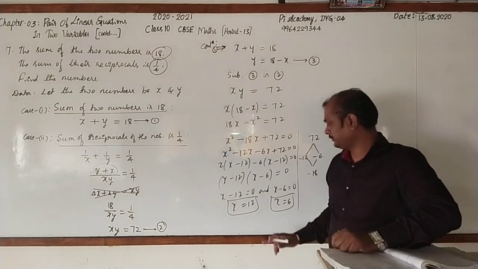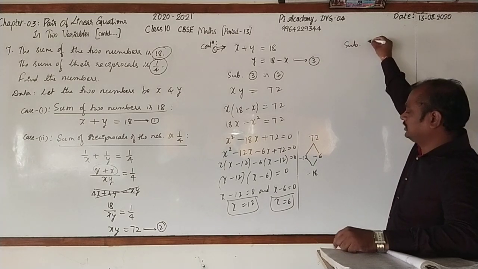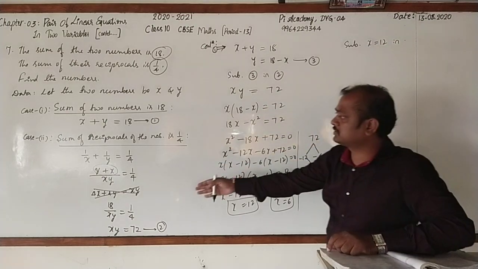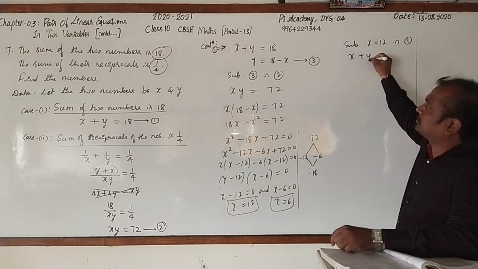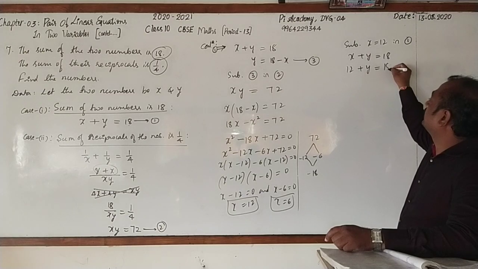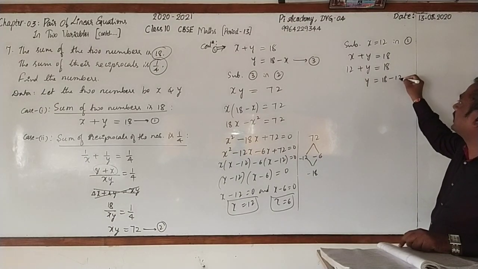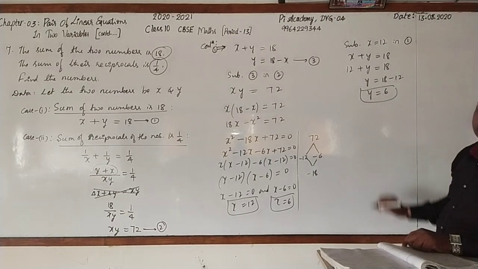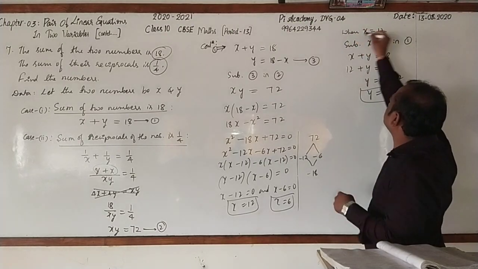Then we want the y value. So substitute x equal to 12 in any one of the two equations. I'll go for taking the first one. Then x plus y is equal to 18. Then x is 12, so 12 plus y equal to 18. Then y is equal to 18 minus 12. y is equal to 6. Clear? Here I'll write, when x is taken as 12.